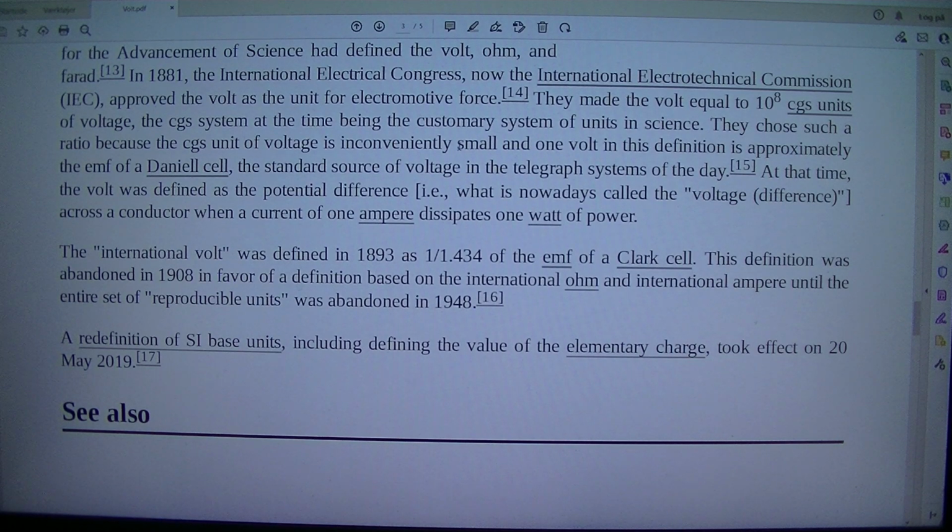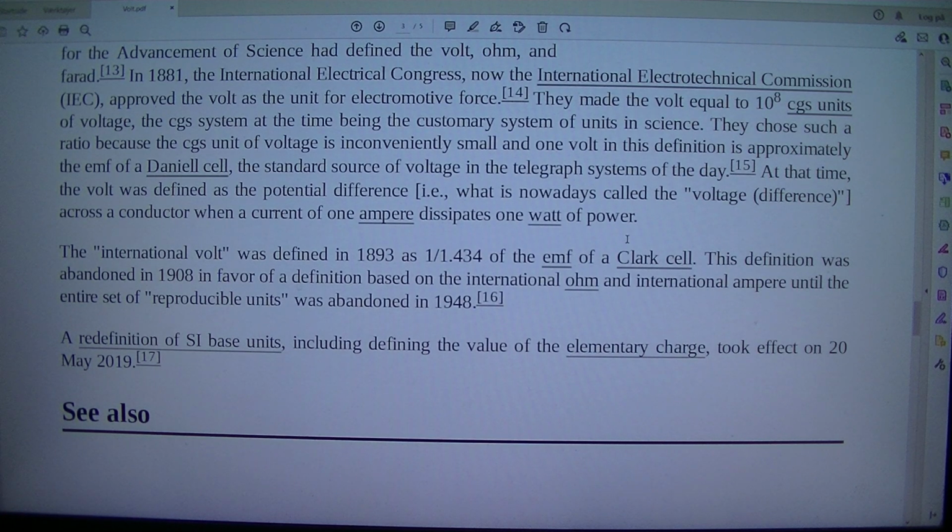They chose such a ratio because the CGS unit of voltage is inconveniently small, and 1 volt in this definition is approximately the voltage of the Daniell cell, the standard source of voltage in the telegraph systems of the day. At that time the volt was defined as the potential difference, i.e., what is nowadays called the voltage difference, across a conductor when a current of 1 ampere dissipates 1 watt of power.